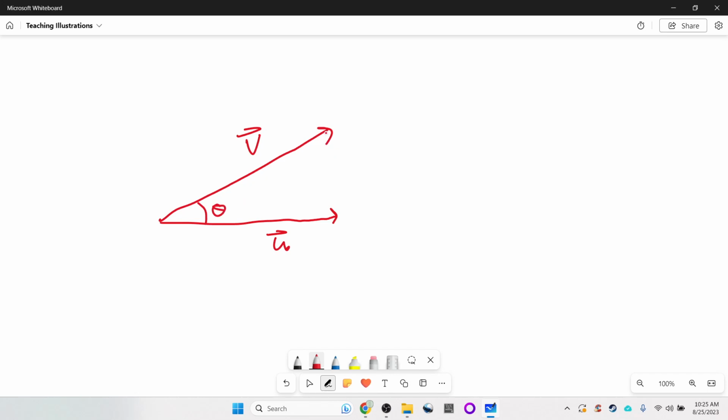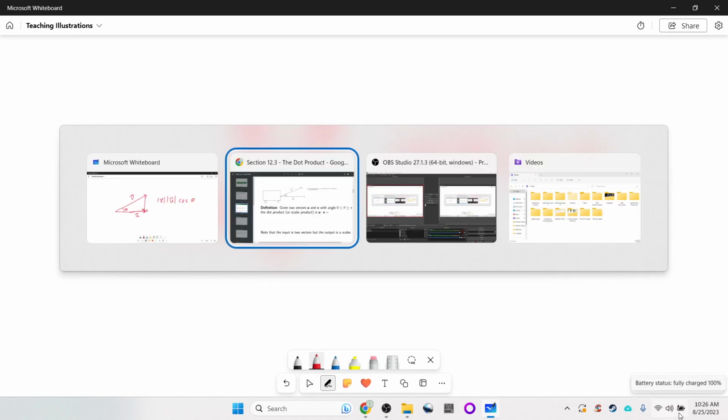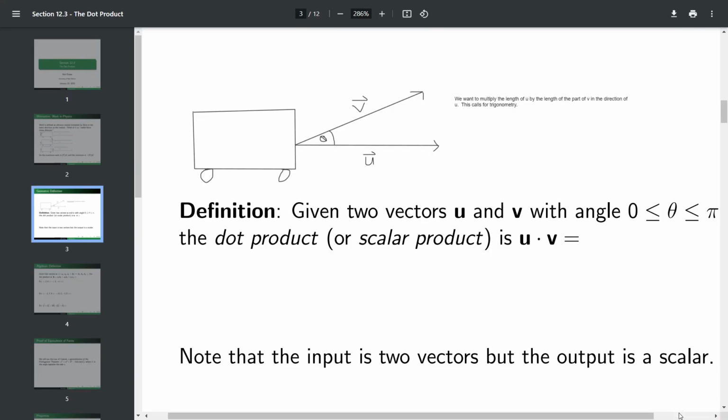So we can say what part of v is in that direction. How long is this component of v? Well, it would be the length of v times the length of u times the cosine of theta. Let's talk a little about why that is. The idea again is that if they were in the same direction, it would be just length of v times length of u.